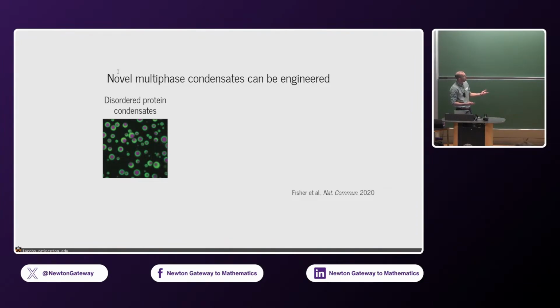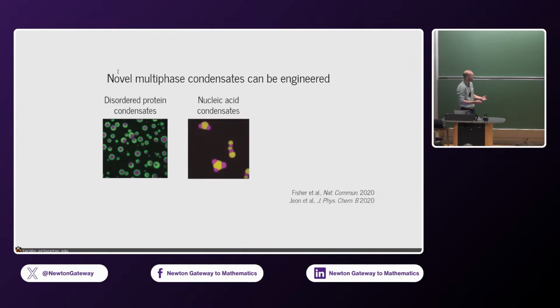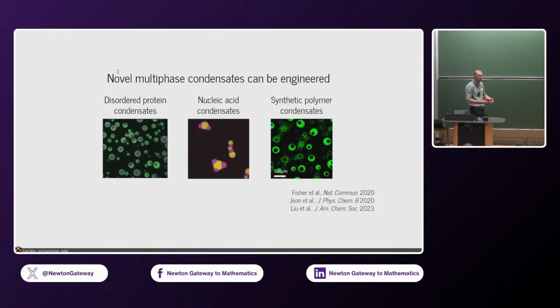You can create multiphasic structures with disordered proteins, nucleic acids, entirely synthetic polymers. All of these examples are trying to get at this sort of emergent organization that we see in biology, but we're nowhere near the level of complexity of what we have inside a living cell.